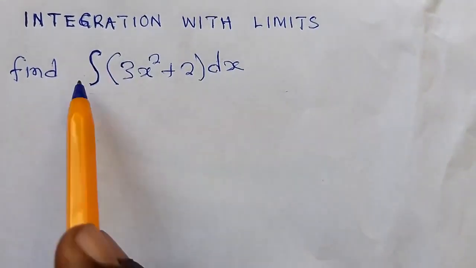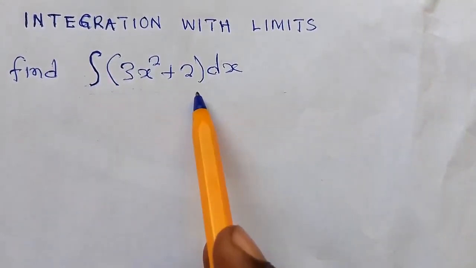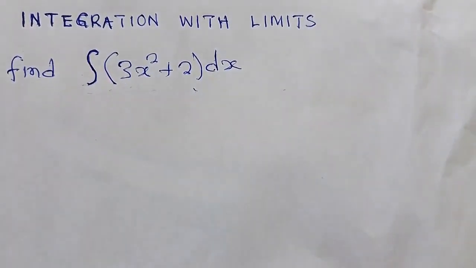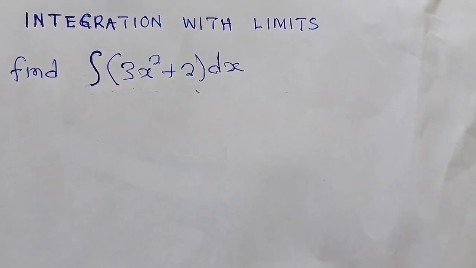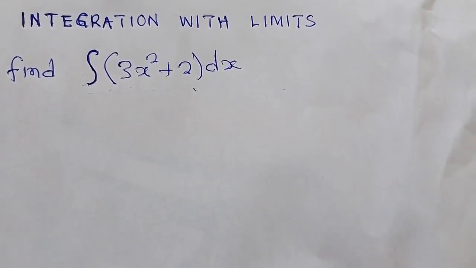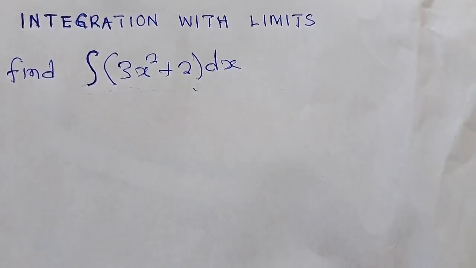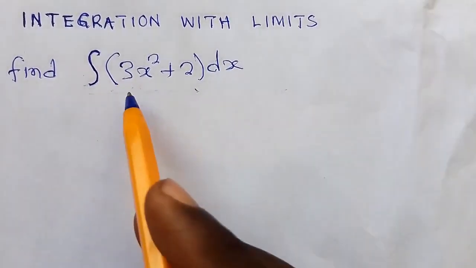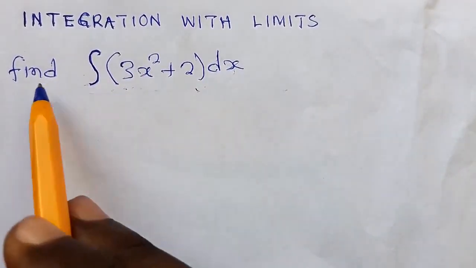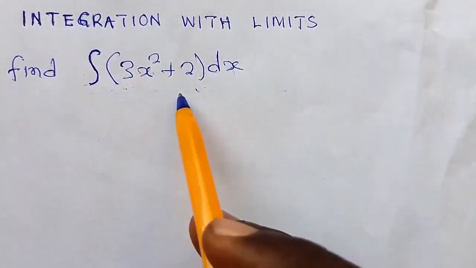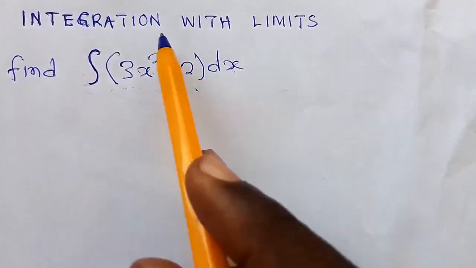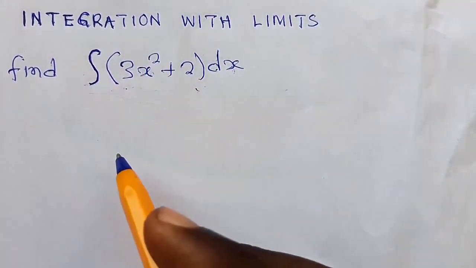Seeing this integral sign means what? The integral of this. In other words, you are told to integrate. When you are told to find the integral, you are just told to integrate. So this is what we are doing. We want to integrate this, so find or evaluate this. This means you are just told to do what? You are just told to integrate.